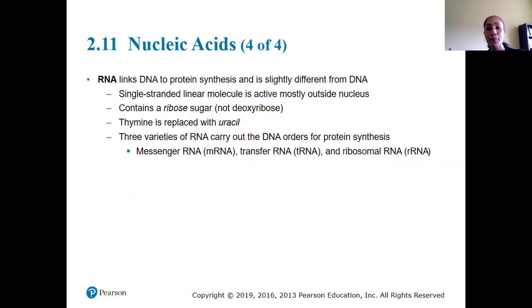And then lastly, we have three different types of RNA when we're looking at protein synthesis. And we'll look more into this when we get to chapter 3. We have messenger RNA, transfer RNA, and ribosomal RNA. We won't spend too much time on it, like I said, because we're not going to delve deep into it now; we do that in chapter 3.